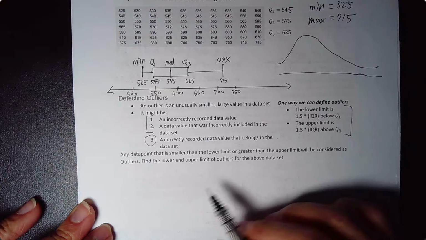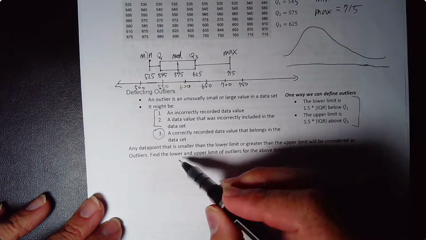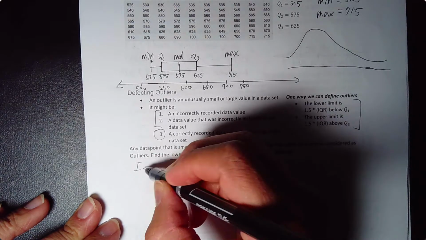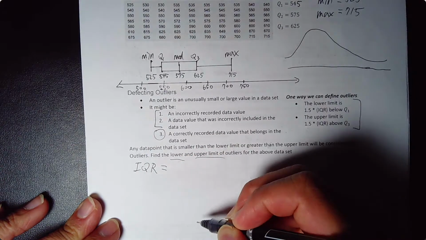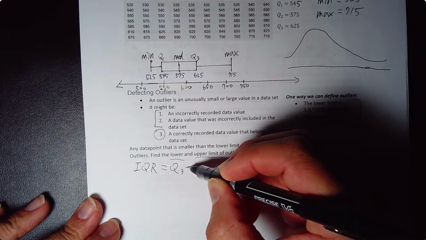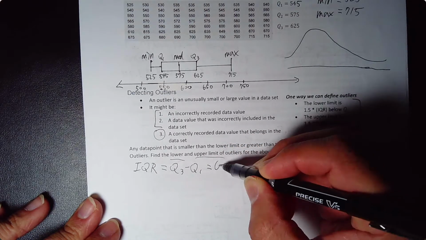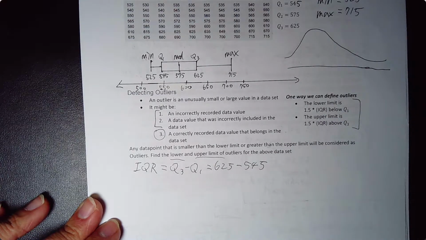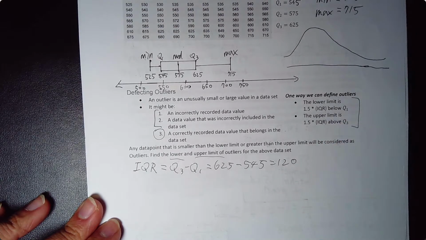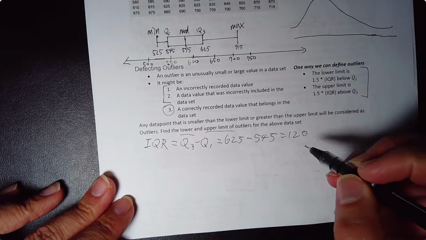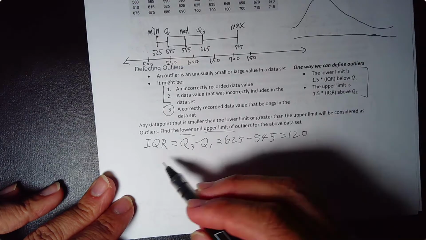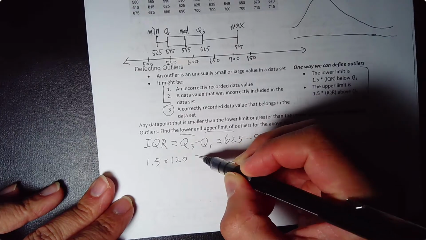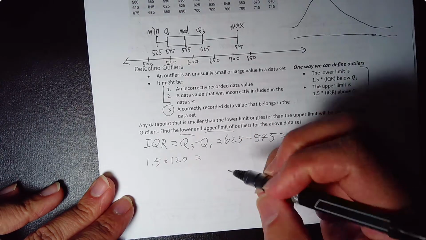For example, let's calculate the lower limit and the upper limit for the data set above. First we need our IQR, which is Q3 minus Q1, which equals 625 minus 545. In this case, this equals 80. Next, our bound is going to be 1.5 times 80.